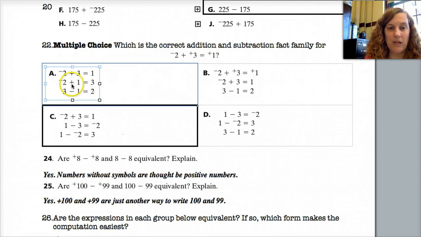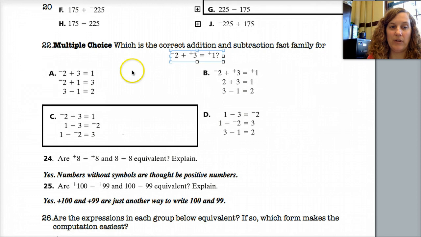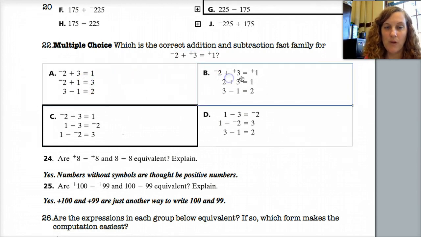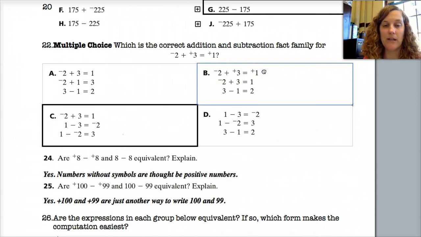Negative 2 plus 1, nope, that can't be it because we need two more subtraction problems. So our fact family is going to have one addition plus another addition plus two subtractions, so that can't be right. And what about this one? Negative 2 plus a positive 3 equals positive 1. That one's still in the fact family. Negative 2 plus 3 equals 1. Well, that's the same exact problem. The one we're missing here is positive 3 plus a negative 2, so B's not right.